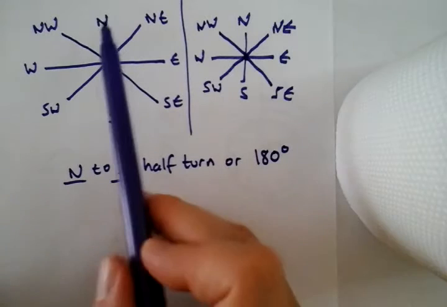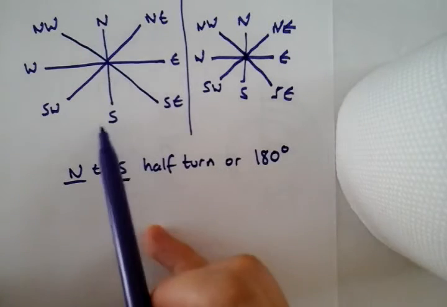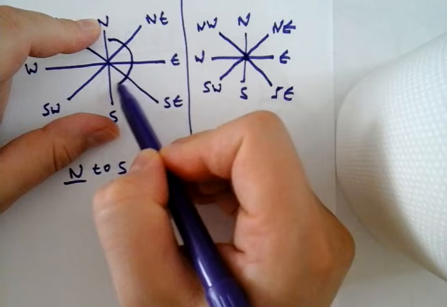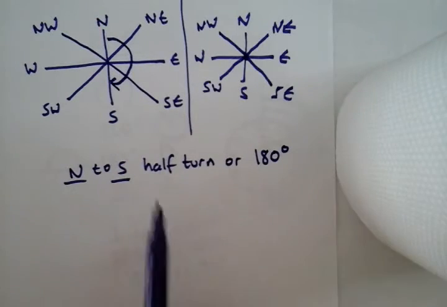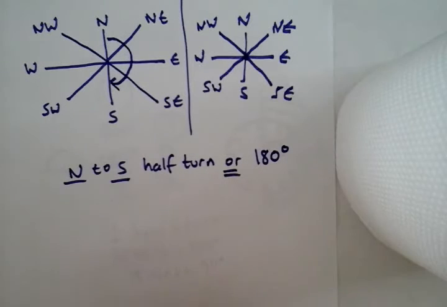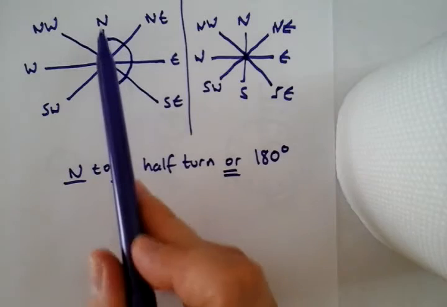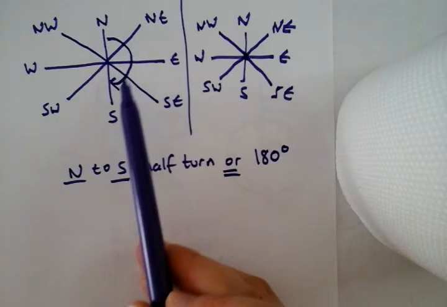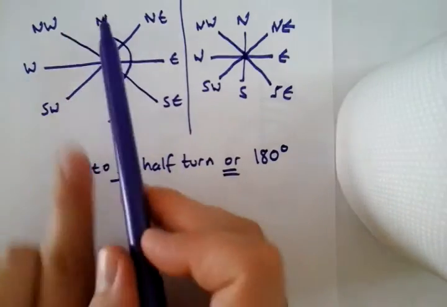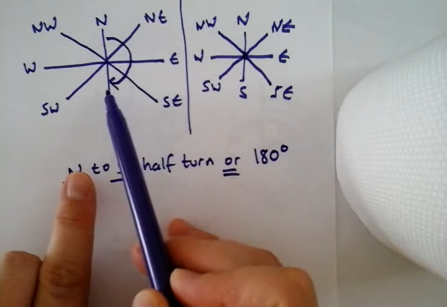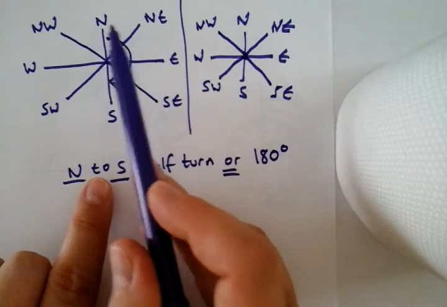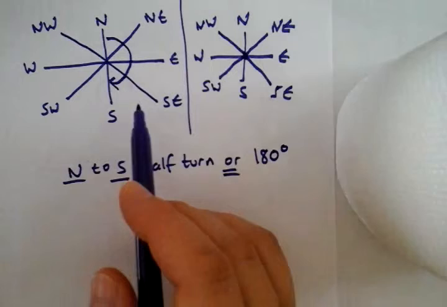So from north to south, so we want to go from north to south. So I want to go all the way down there to south, right? And they're saying it's half a turn or 180 degrees. Remember, we said a straight line is 180 degrees. If you imagine this as a circle, this is half a circle, so it's half a turn. If you went all the way around, from north back to north, then it would be a 360 degrees turn.